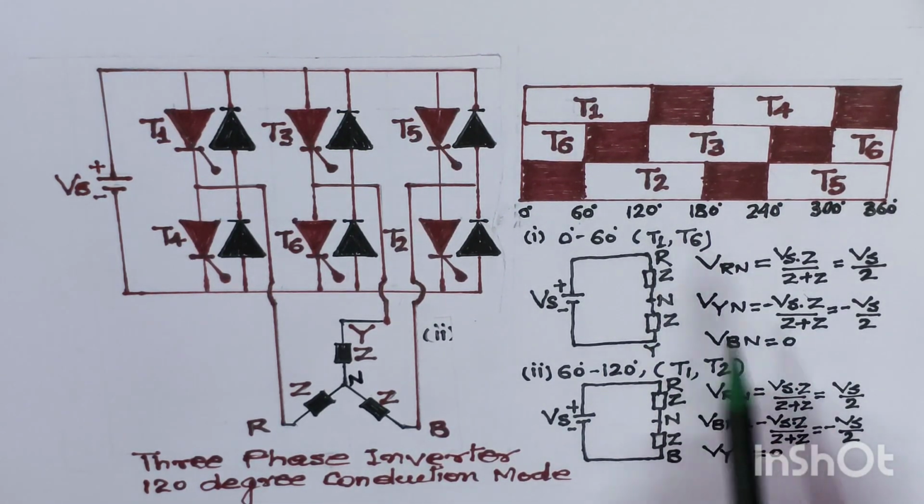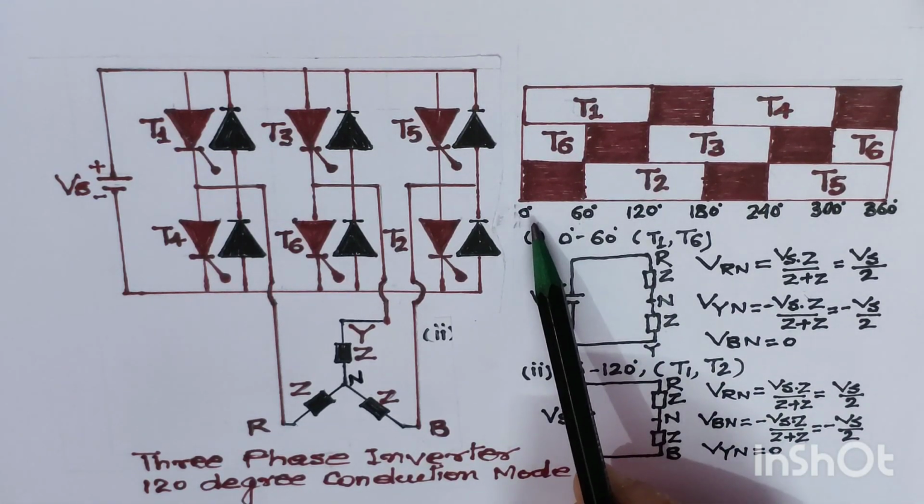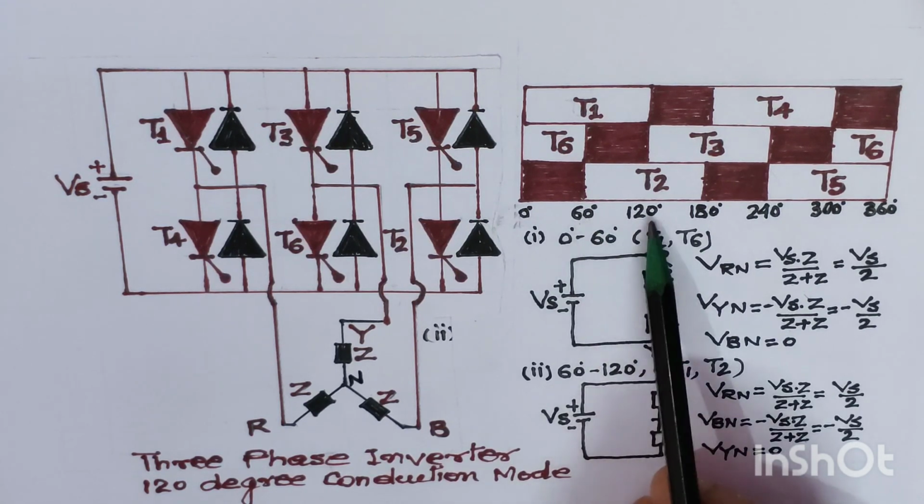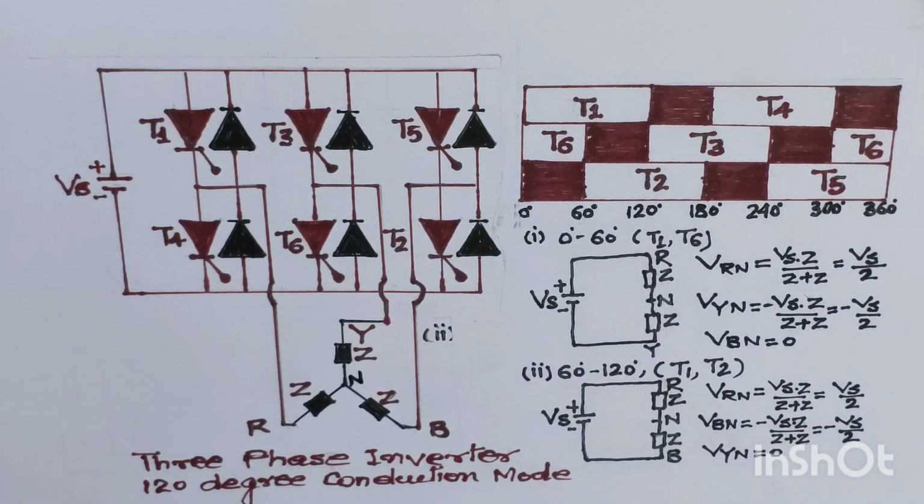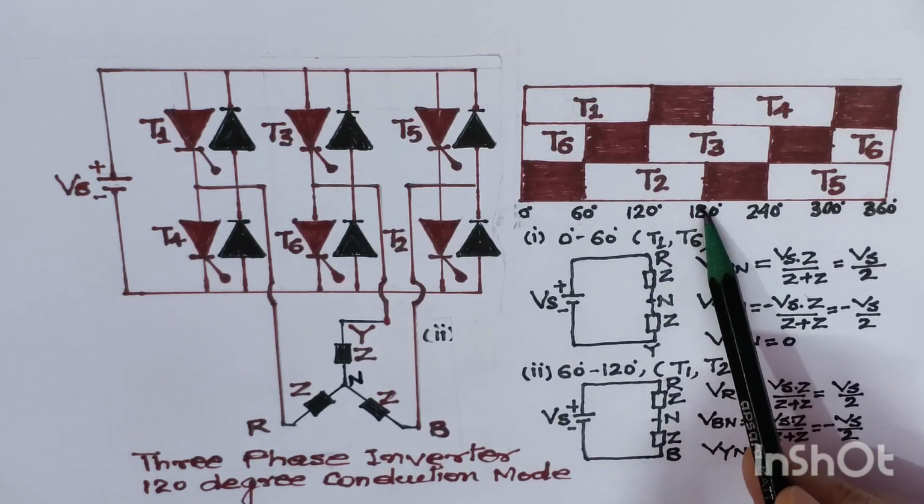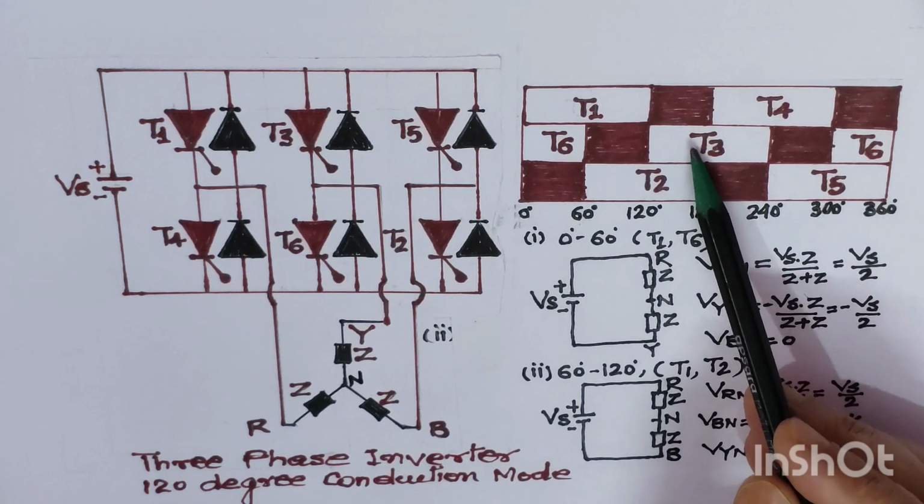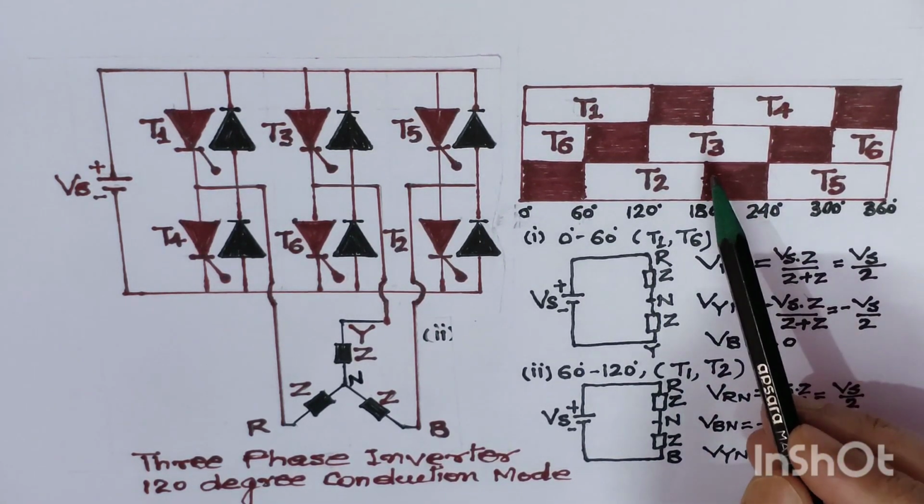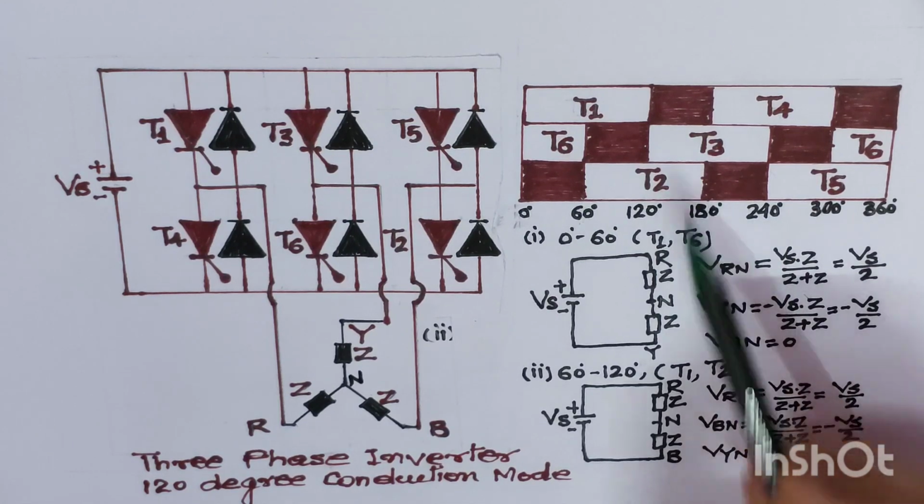So far we have calculated these phase voltages between interval 0 degree to 60 degree and between 60 degree to 120 degree. Now we will move towards the 120 degree to 180 degree. So let us see in 120 degree to 180 degree what are the thyristors that are operating, that is thyristor T3 and T2.